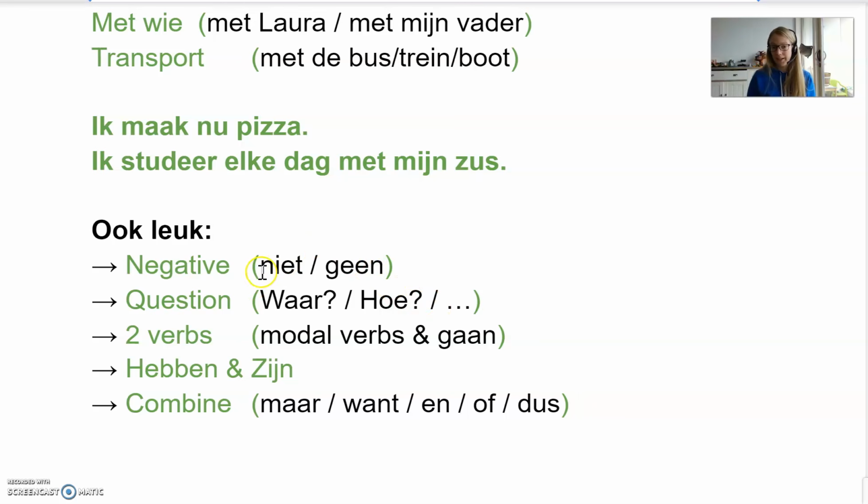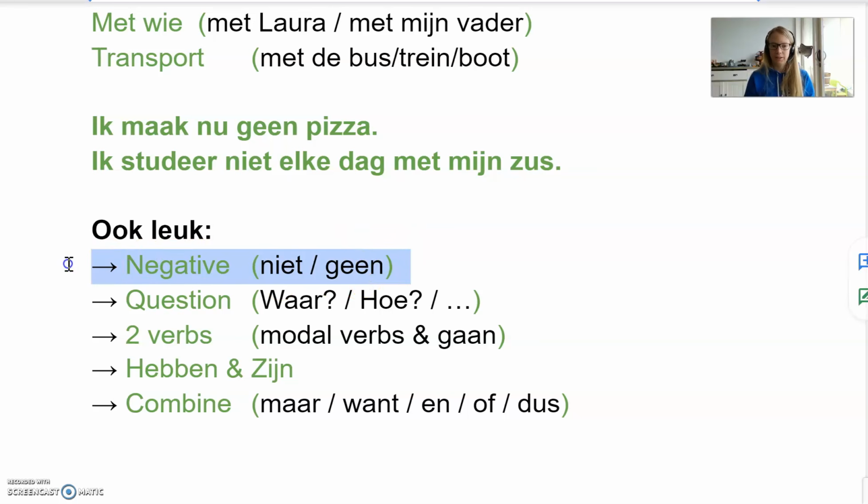So you can make a sentence negative with niet or geen. So you have to study a little bit when to use niet, when to use geen. In short, you use geen with nouns, things, but that's really short. For example, ik maak nu geen pizza. Of ik studeer niet elke dag met mijn zus. So you can make sentences negative.